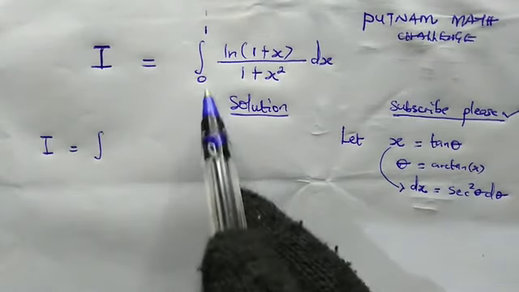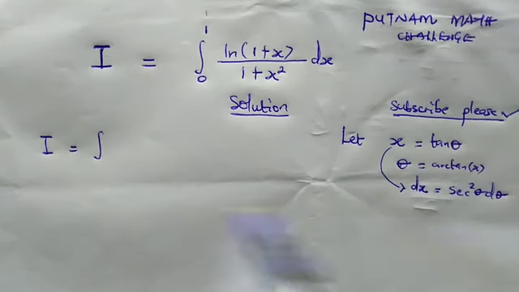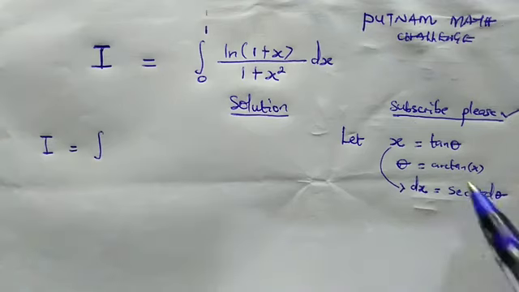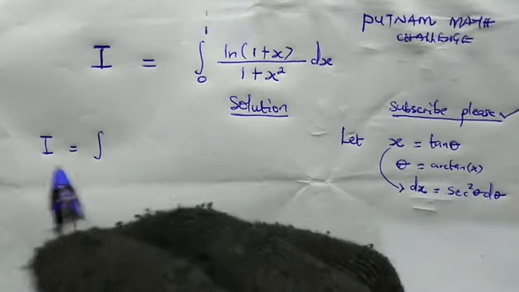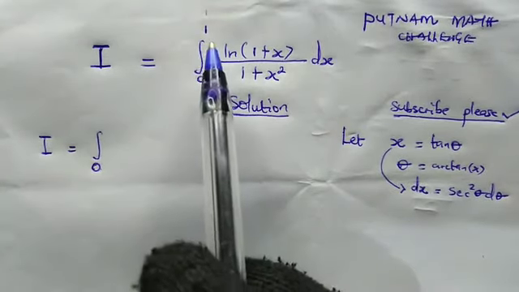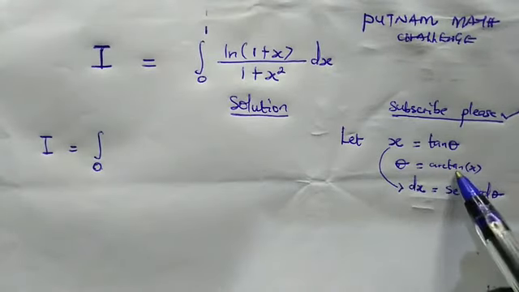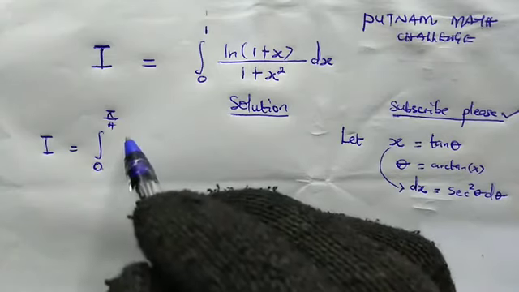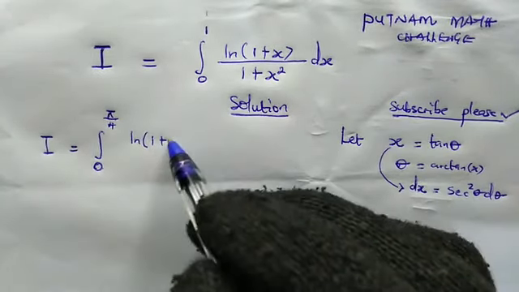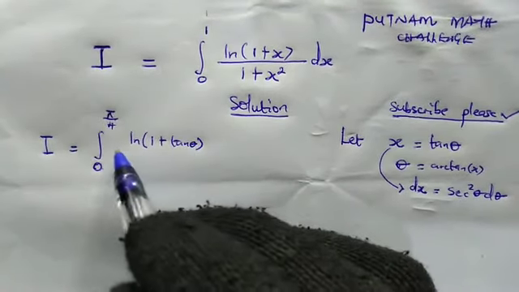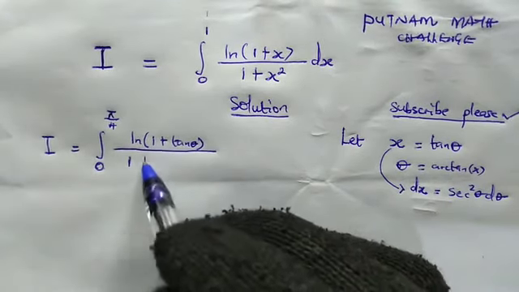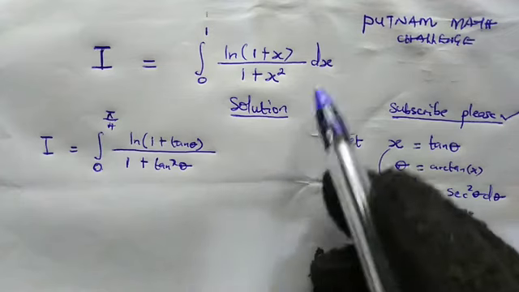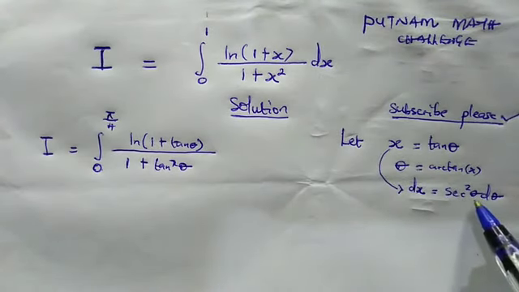Now let's talk about the boundaries of integration. Now recall that theta is equal to the arctangent of x. When x is equal to 0, theta is equal to the arctangent of 0, which is 0. When x is equal to 1, theta is equal to the arctangent of 1, which is pi all over 4. So here we have the natural log of 1 plus the tangent of theta, then all over 1 plus x squared, which will be the tangent squared theta, and here dx is sec squared theta d theta.